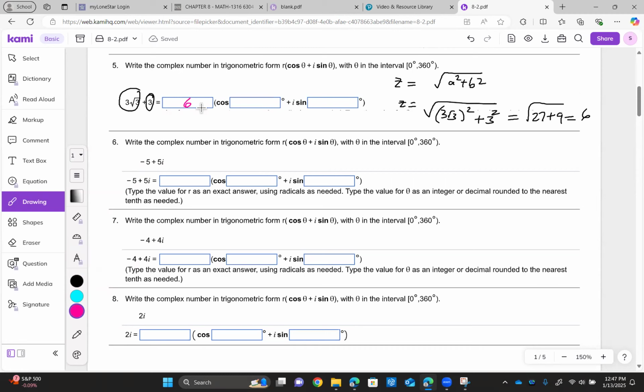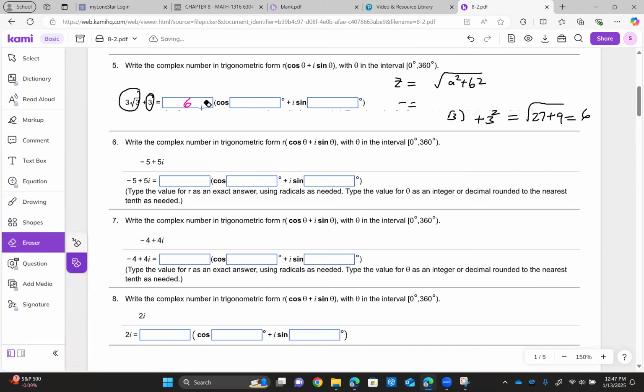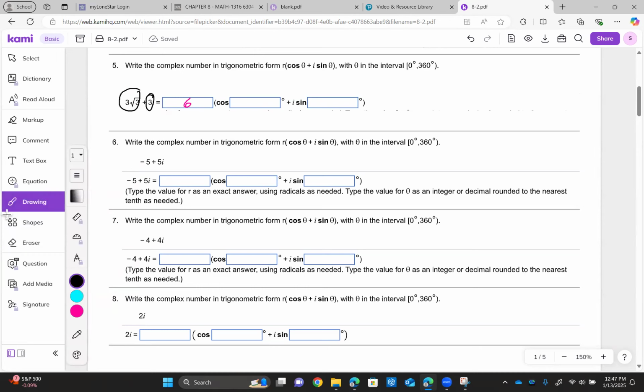Now we have to find the angle. To find the angle, we need to find the tangent of the angle using the given complex number. So what I mean is, we have this equation: tangent of the angle we need will always be calculated as 3 over 3 radical 3. And then we can just simplify this. So this is 1 over root 3. So theta is equal to arctan of 1 over radical 3.